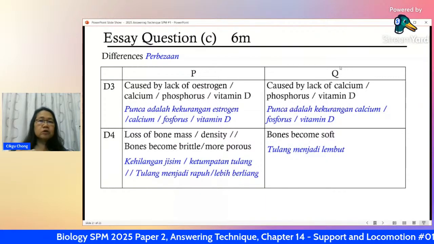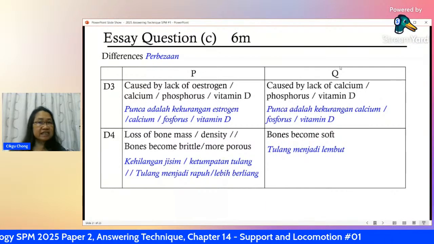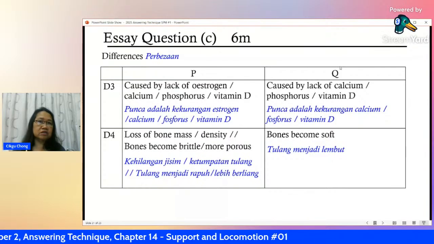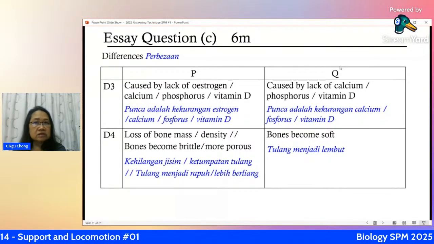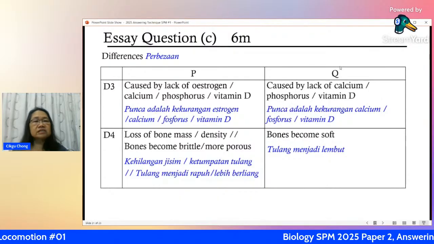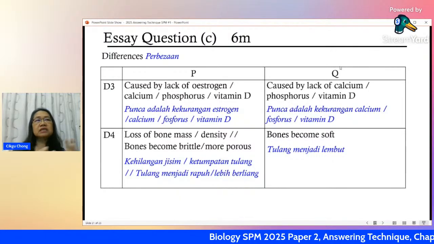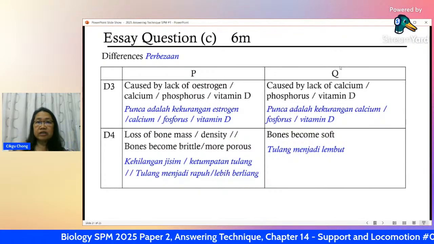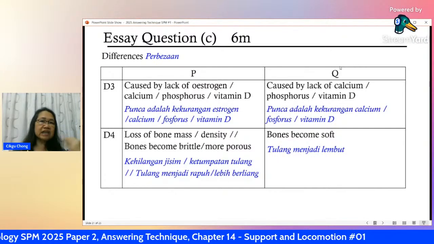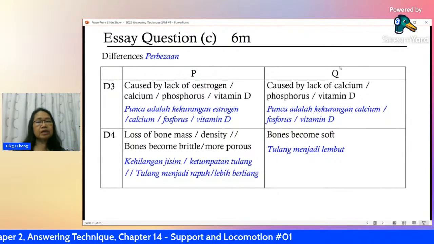So this Q, osteomalacia or rickets, is usually found in children. It must have happened during childhood. It cannot suddenly happen to adults. If it suddenly happens to an adult, that one is osteoporosis, because of a sudden lack of estrogen in the hormone system, in the endocrine system, that causes the woman to be unable to retain calcium in the bone.